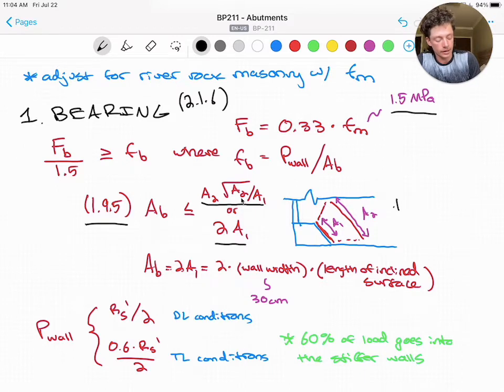This drawing here shows visually what I'm talking about with A1 and A2 and how the force will actually dissipate through that wall, and we can increase A1. So if you look at the standard drawings, our adjusted bearing area AB will almost always max out at 2A1, with A1 being the original area. So we can basically take AB to be 2A1, which is 2 times the wall width times the length of the inclined surface of the anchor.